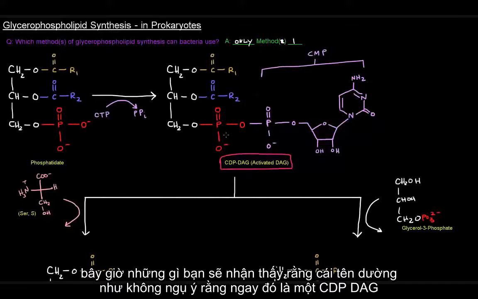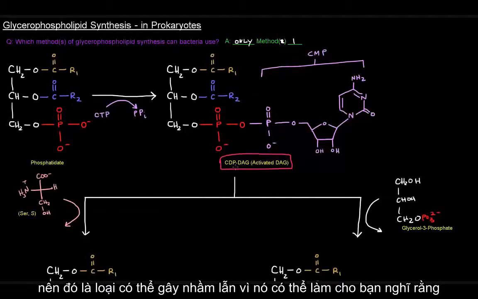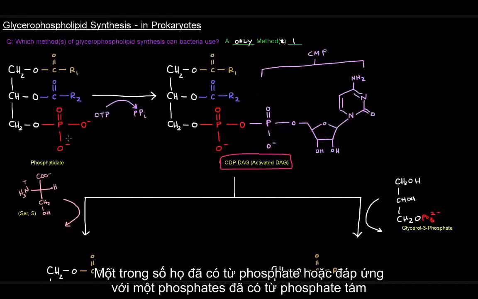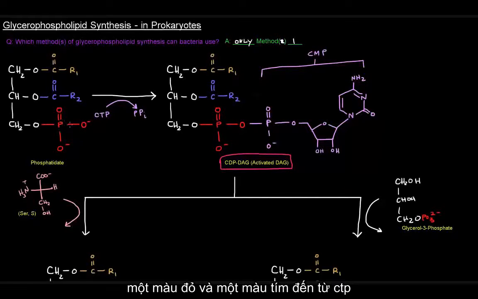Now, what you'll notice is that the name doesn't seem to imply that, right? It says CDP-DAG. So it can get confusing because it might make you think that both of these phosphates came from CTP when they didn't. One of the phosphates was already there from phosphatidate, the red one, and then the purple one came from the CTP.